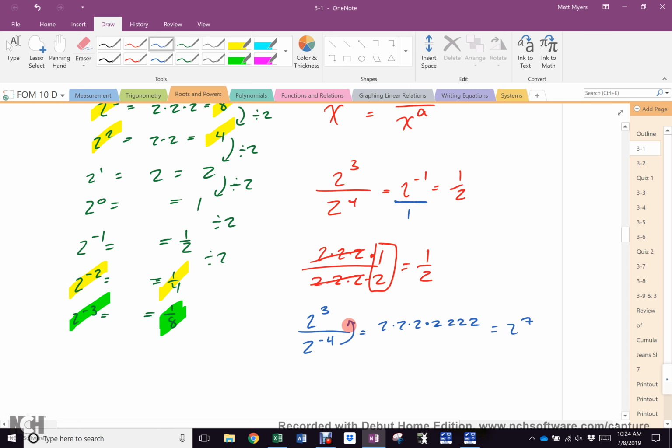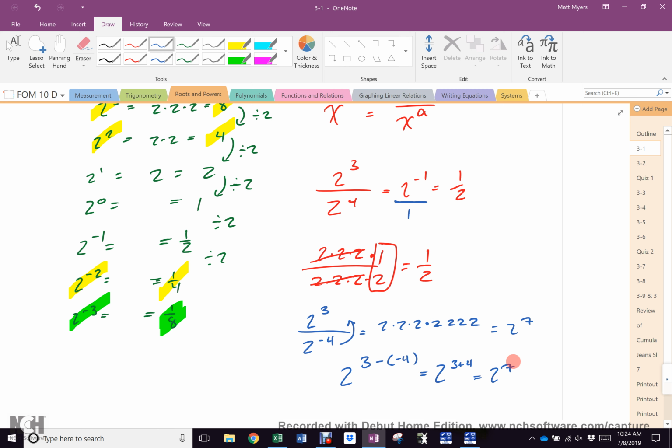Now, how can you use the shortcut here? Well, are these the same base? So what should I do with the exponents? Subtract. So it's 2 to the 3 minus 4. What's minus 4? 3 plus 4, which gets me my 7. Is everybody cool?